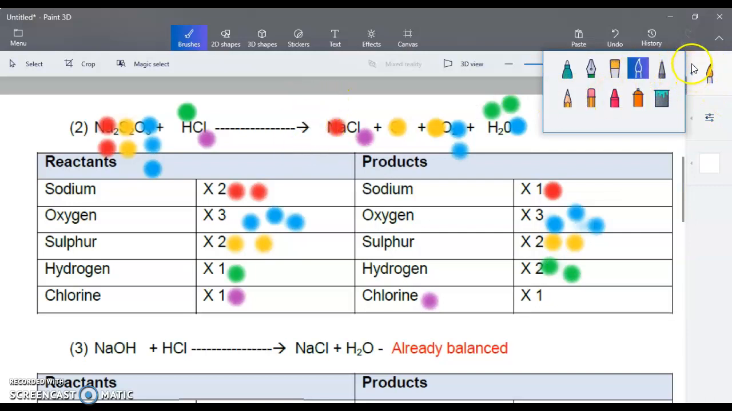So maybe we might need to start to multiply this, put a little number called a coefficient in front of this sodium chloride over here. So we're going to keep an eye on that. The hydrogens don't seem to be balanced, and neither do the chlorines. So what we're going to do is leave the sulfurs untouched. We're going to leave the oxygens on this side untouched.